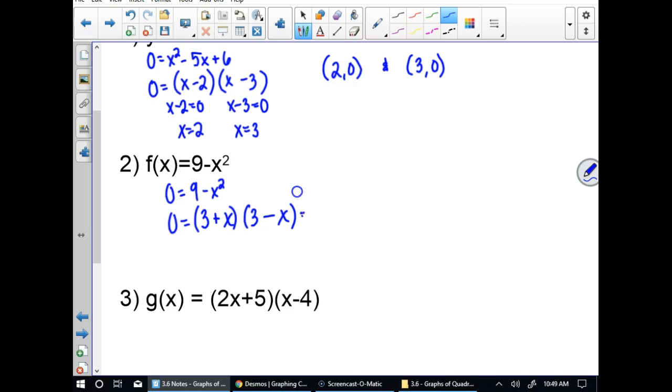And then if we set each one of those equal to 0, we've got 3 plus x equals 0 and 3 minus x equals 0. So here we'll get x equals negative 3. And here I would just move the x over to the other side. You get 3 equals positive x. So our answers are 3, 0 and negative 3, 0.